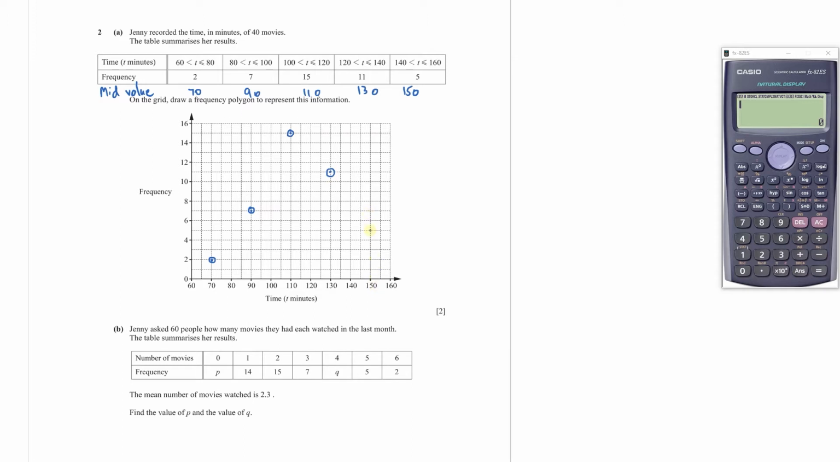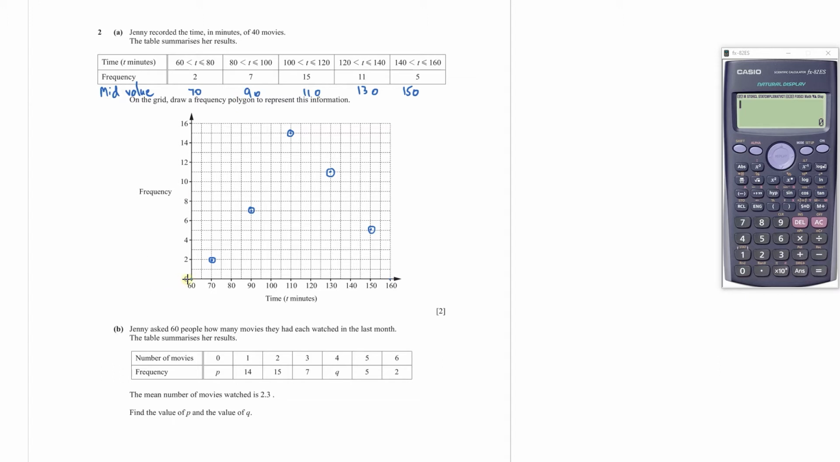So 5 is this one. And then for the first class, your starting value is 60, so you will start with this 60, and your y value will be 0. So you start on the x-axis here, and then your final class ends at 160. So you'll bring down your frequency polygon at this point on the x-axis, which has the value of 160.